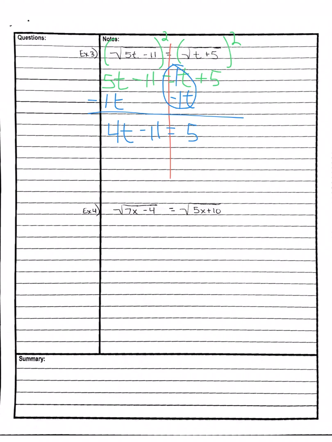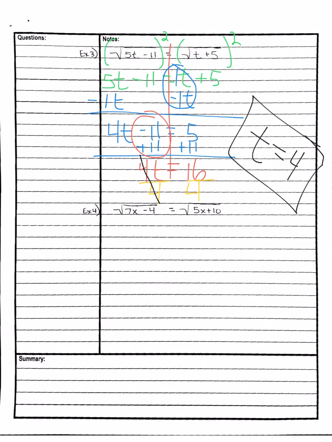The opposite of minus 11 would be to add 11. Again, whatever we do to one side, we do to the other. We have 0. We have 4t is equal to 16. And 4t means 4 times t. The inverse of multiplication is division. So to get t all by itself, we need to divide both sides by 4. And we get t equals 4.